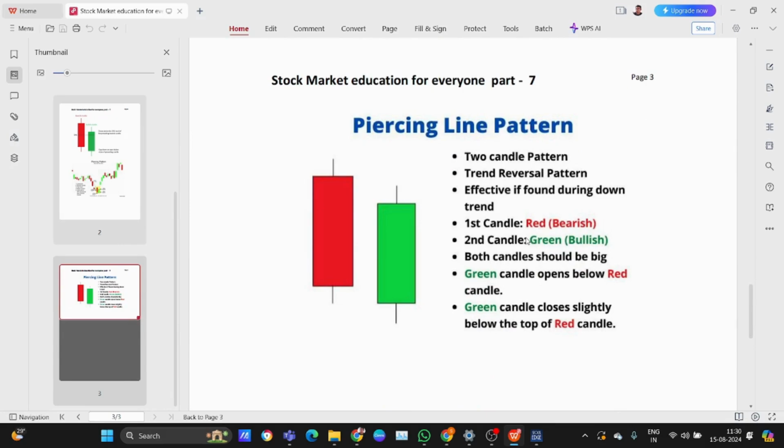The piercing line pattern is a two-candle trend reversal pattern, effective if found during a downtrend. The first candle is a red bearish candle, the second candle is a green candle. Both candles should be big. The green candle opens below the red candle. The green candle can close slightly below the top of the red candle.